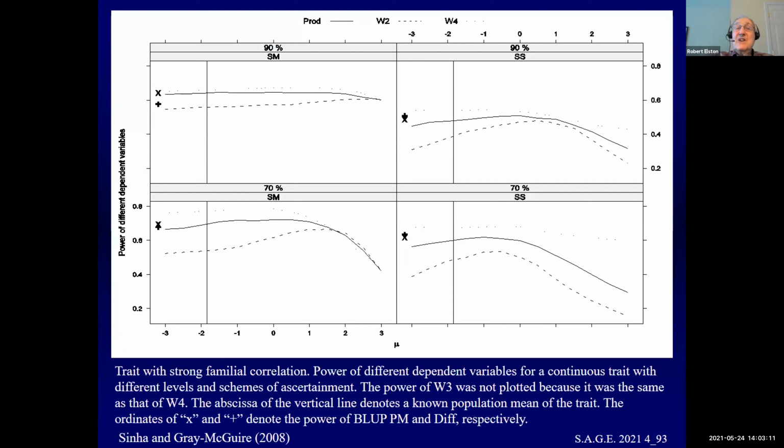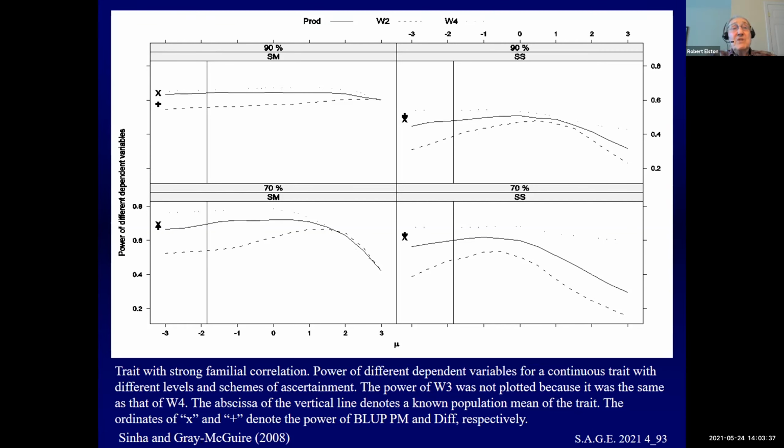Now, these are some graphs in a paper by Sinha and Gray-McGuire. You remember the difference does not depend on the sample mean. Otherwise, you have to get an estimate of the sample mean, and one of the options, perhaps the best option, is to use the BLUP, the best linear unbiased predictor.